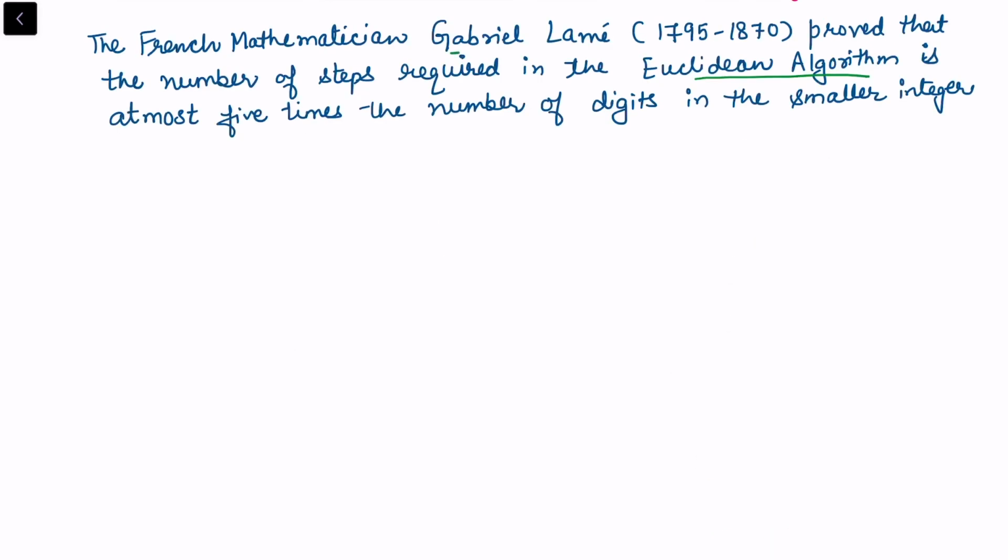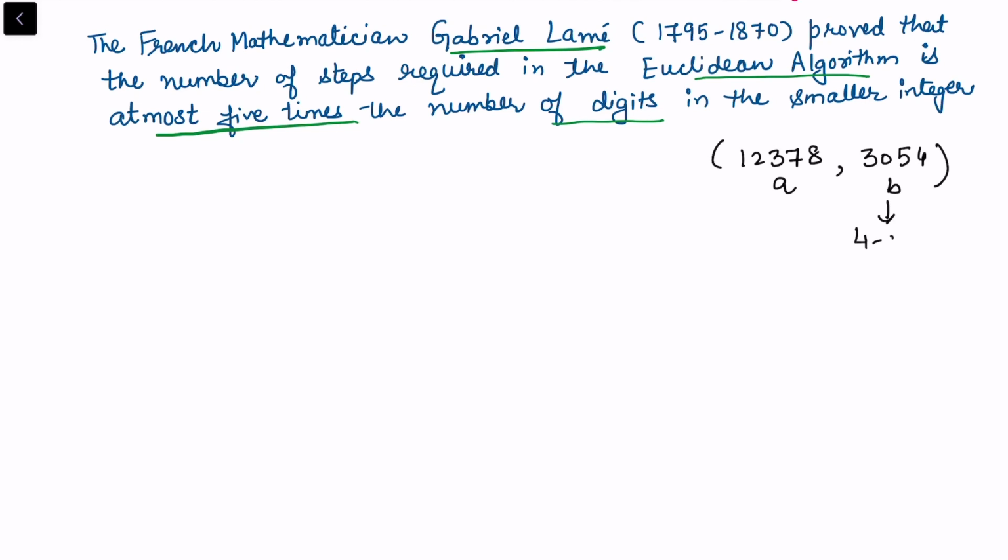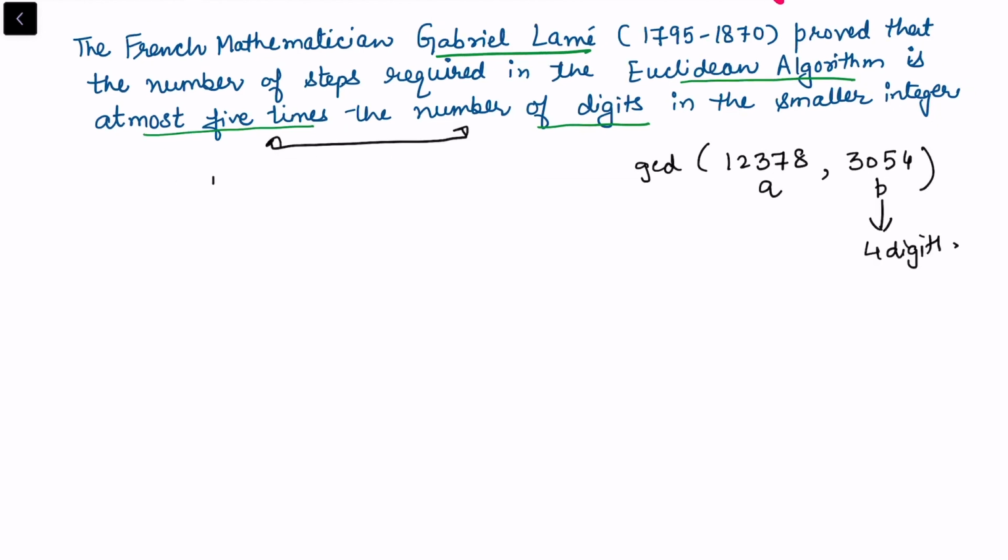The French mathematician Gabriel Lamé proved that the number of steps required in Euclidean algorithm is at most 5 times the number of digits in the smaller integer. In my last example, we have considered a is 12378. This was the number a. And the number b that I've considered is 3054. So this is another integer that I've considered here. And we can see that in b we have 4 digits. So this means in finding the GCD of these two numbers, we can take at most 5 times this number of digits, that is at most 20 steps. So we can say that the number of divisions that we have applied in Euclidean algorithm cannot exceed 20.